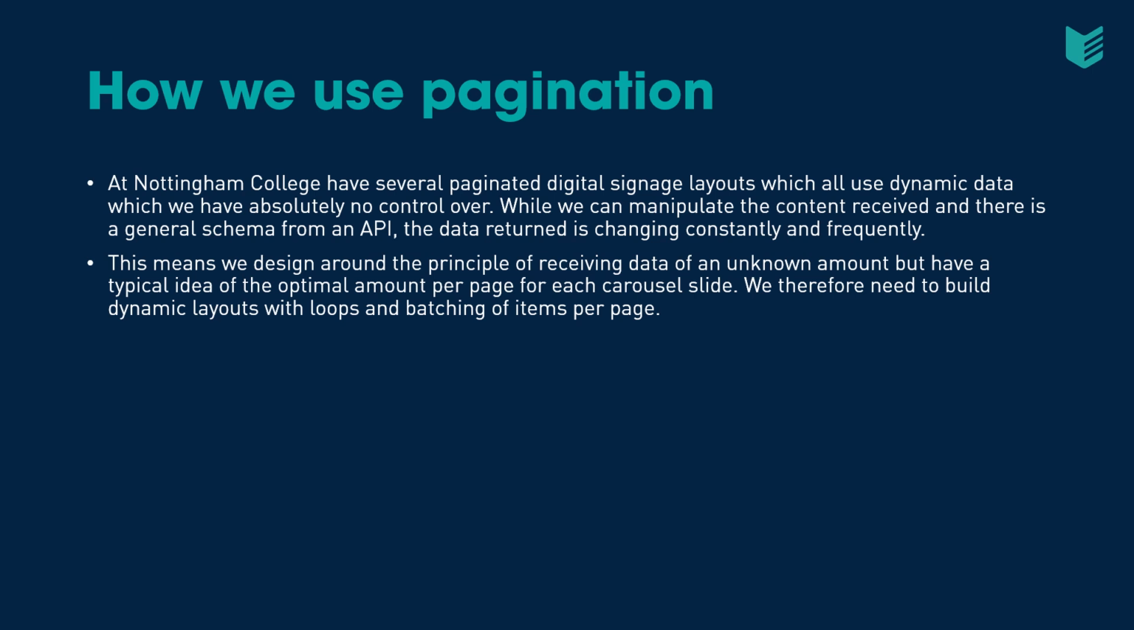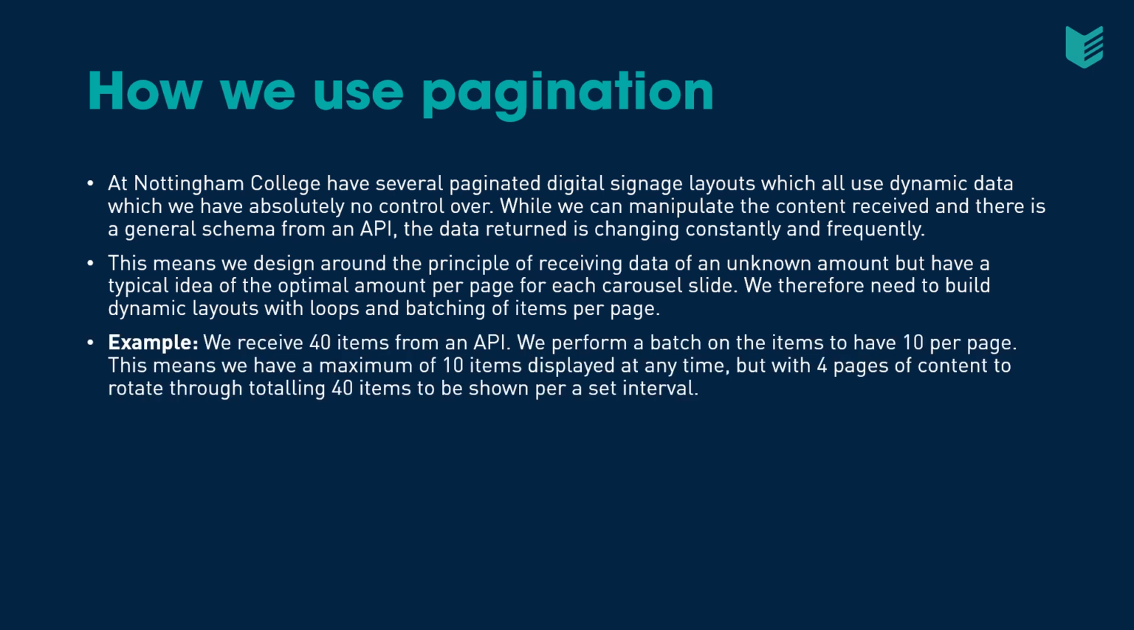So it also means that we design around the principle of receiving data of an unknown amount, but have a typical idea of what the optimal amount per page for the content of a carousel would be. So we need to build dynamic layouts with loops and the batching of items per page that will fit the scenario that we're building it for.